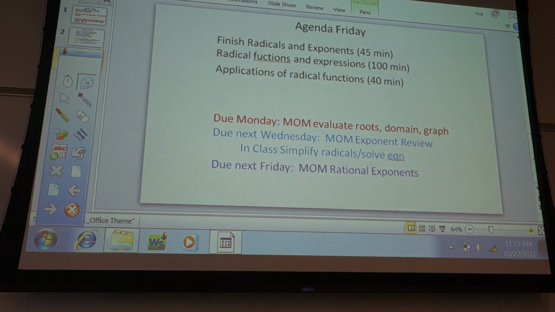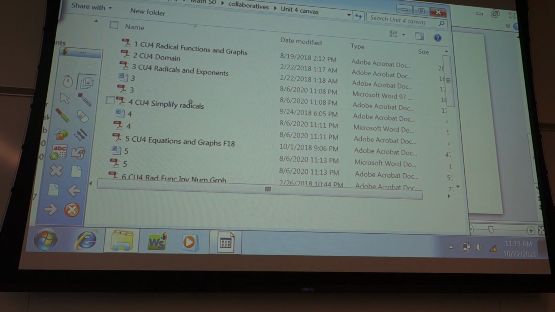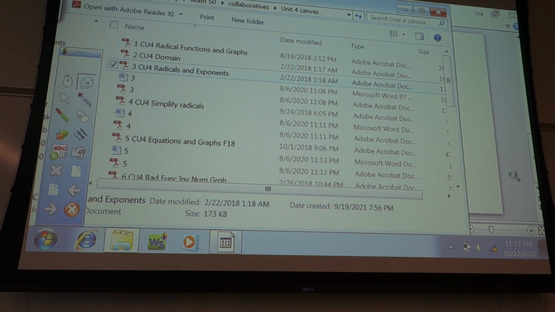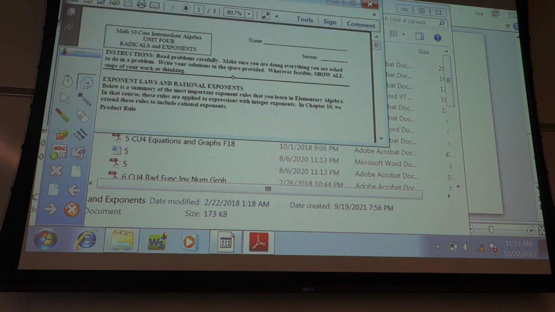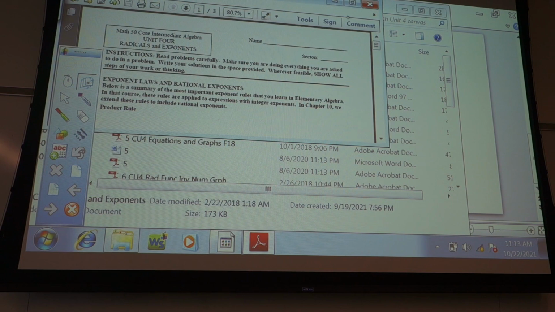Everybody see this one? I'll put it up on the board. Sorry, that one's a little bit... Thank you. Unit 4, radicals and exponents, right? Yes. It's like this. There we go. Okay.